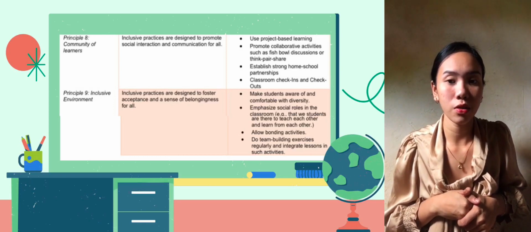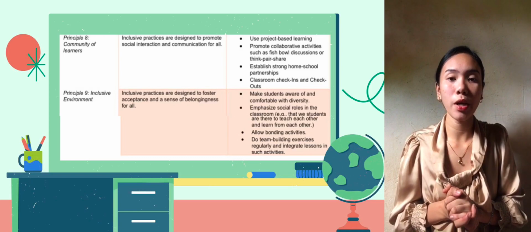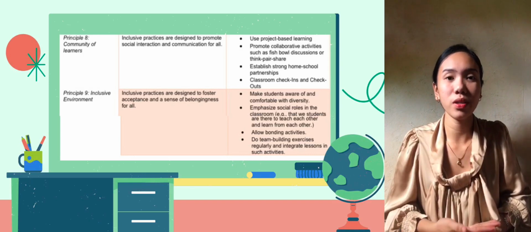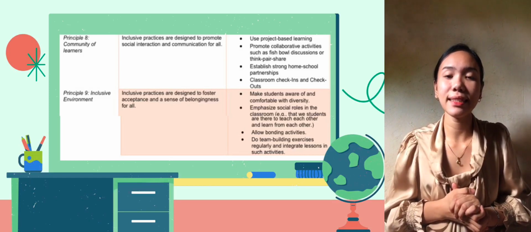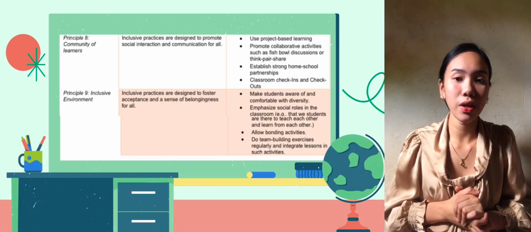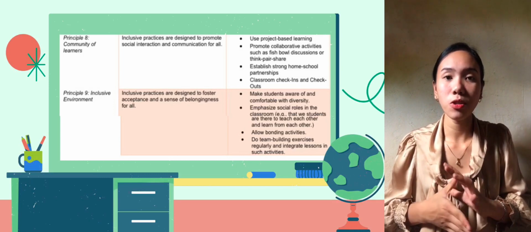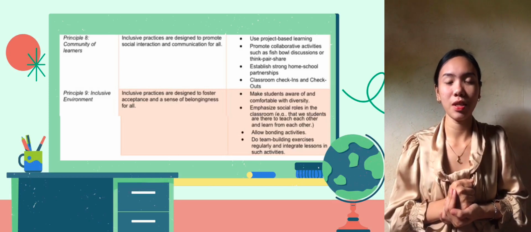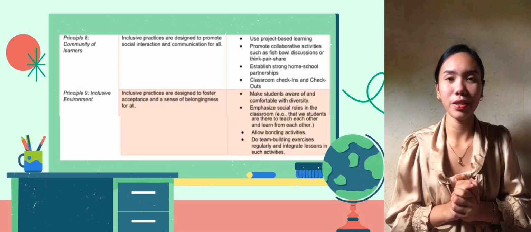Okay, so emphasize social rules in the classroom, that students are there to teach each other and learn from each other, of course, communicate with each other, teamwork, of course, and allow bonding activities. Bonding activities, you have the bond, you have the memories, of course. This is very special and very memorable for us. And then lastly, do team building exercises regularly and integrate lessons in such activities, because all students must have the power to participate in this kind of activity, because this is a very exciting part for us.